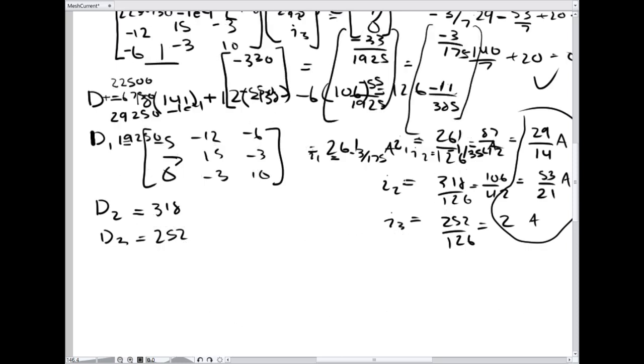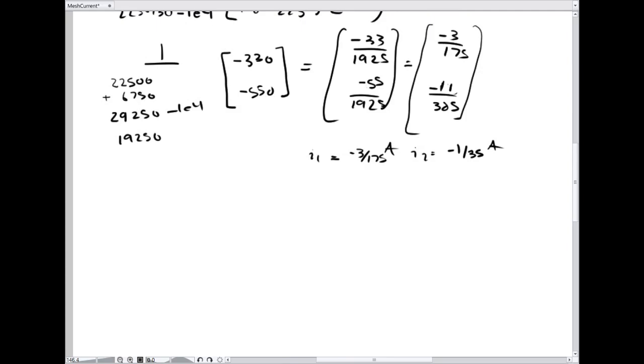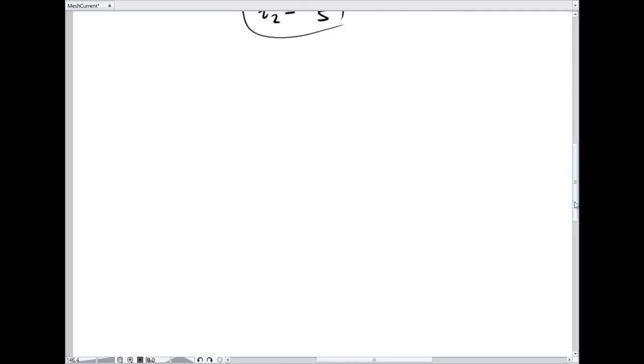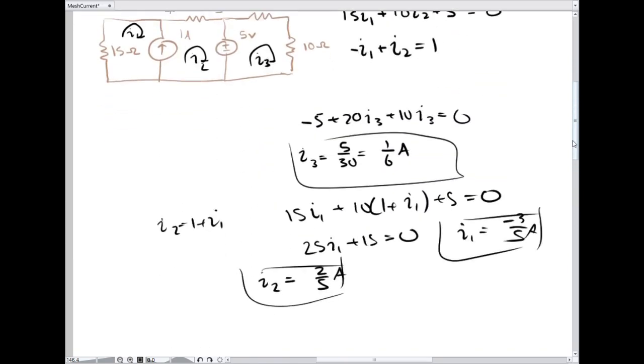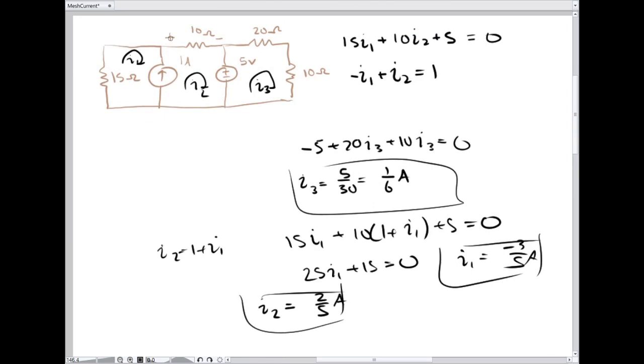Okay. So that was a quick one, and that's that. The voltage here that I wanted to find is just 10 ohms times I2. So V find is 4 volts. Hopefully I didn't make a silly mistake somewhere in there.